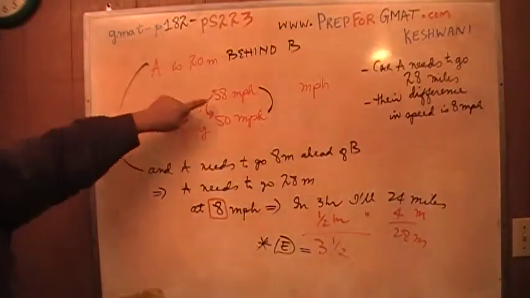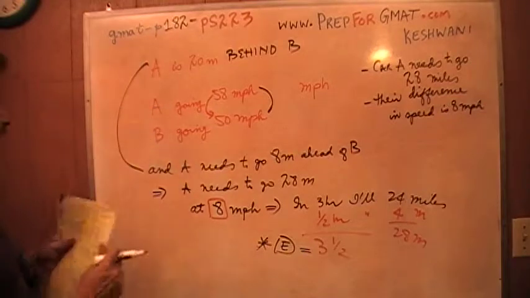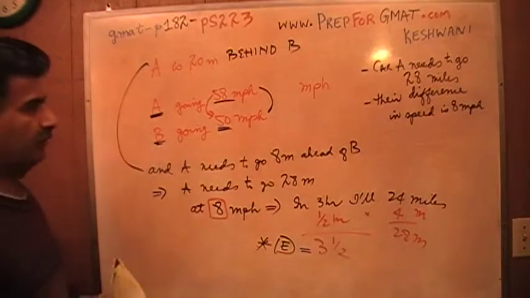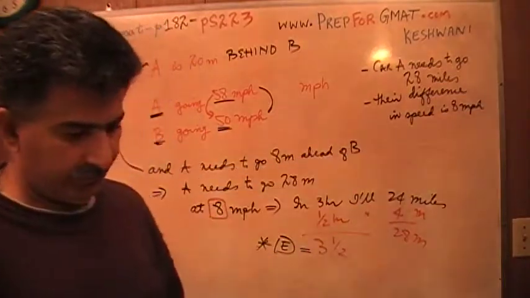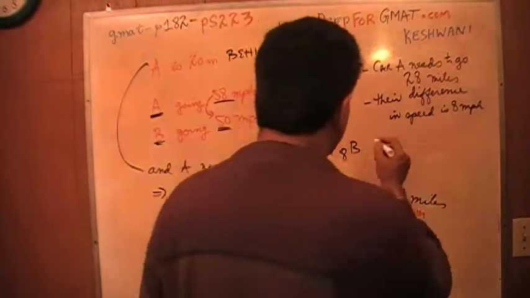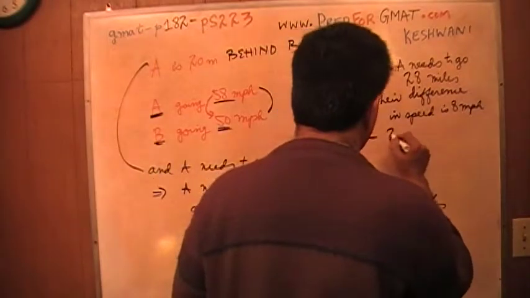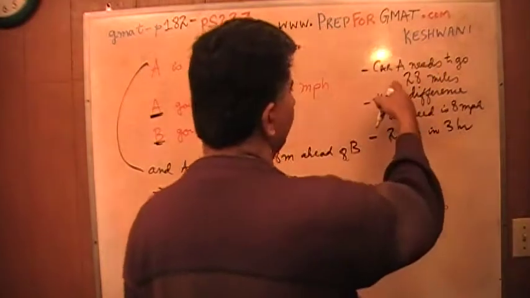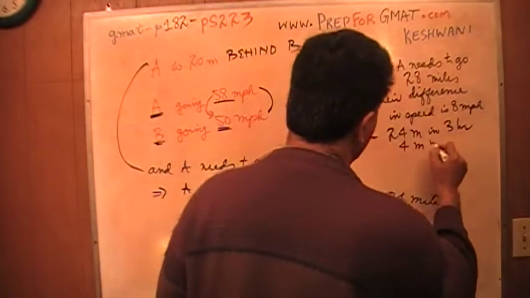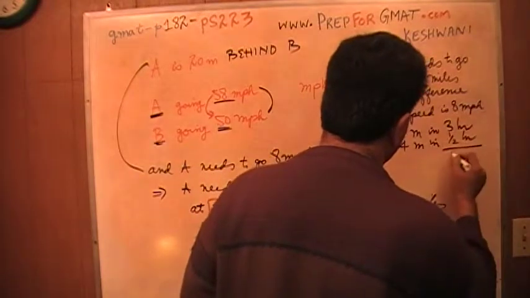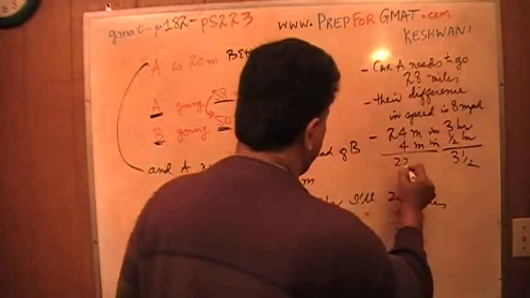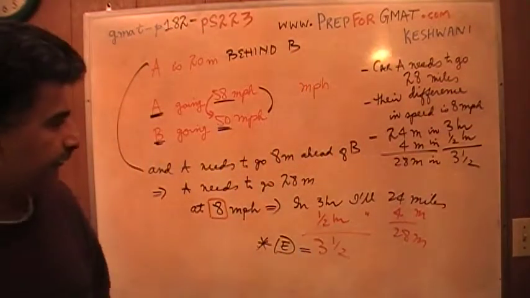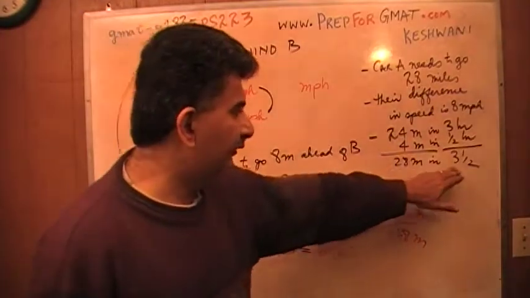Because A is going 58 miles an hour, and B is going 50 miles an hour. So their difference in speed is 8 miles per hour. That's all it is. And if that's the case, then you will go 24 miles in 3 hours. And since you need to go 28 miles, you're going to go another 4 miles in half an hour. Altogether 3.5 hours. It will take you 28 miles in 3.5 hours.